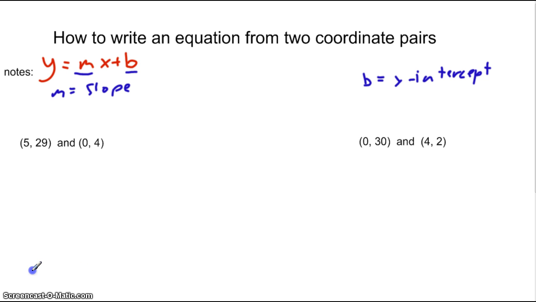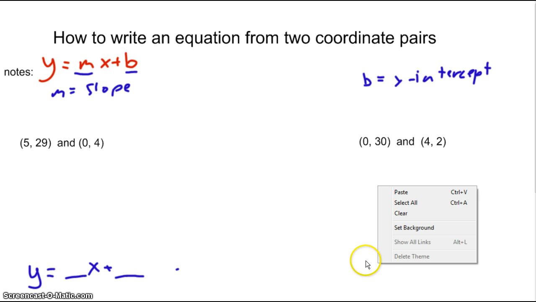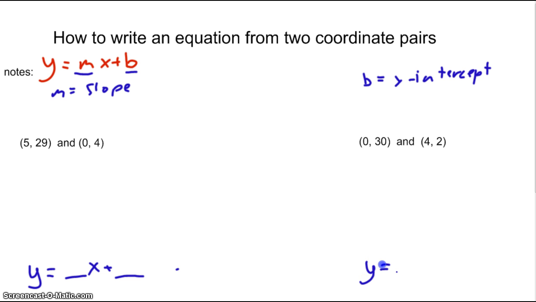So in our equations we could get half of them done already. We could go y equals blank x plus blank. So we could put two blanks in here because that's what we're going to replace. Nothing else will be replaced. So we will put a number there and we'll put a number there. Same thing over here. We could go y equals blank x plus blank.